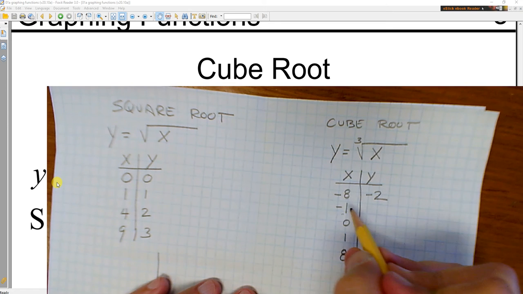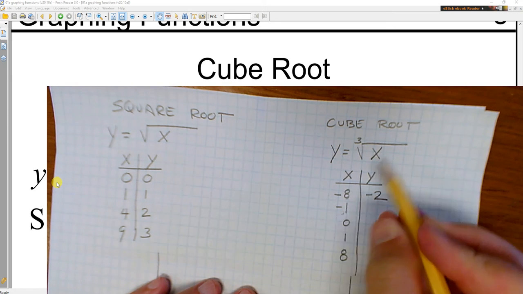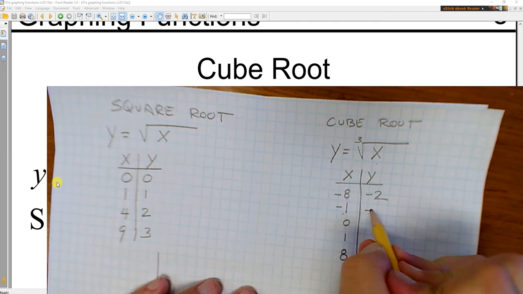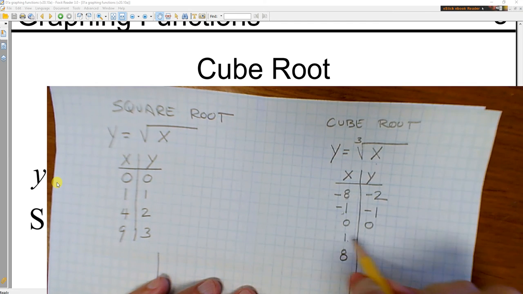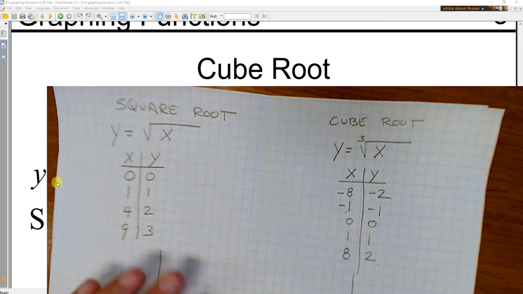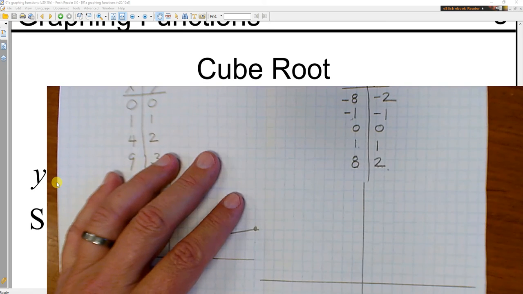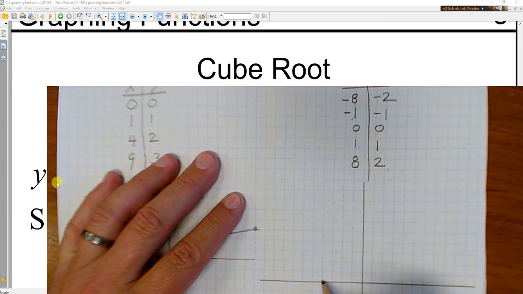-1 times -1 times -1 is -1. So the cube root of -1 is -1. Cube root of 0 is 0, cube root of 1 is 1, cube root of 8 is 2, right? Because 2 times 2 times 2 is 8, so the cube root of 8 is 2. We graph that. You're going to notice this is kind of a curvy S shape.